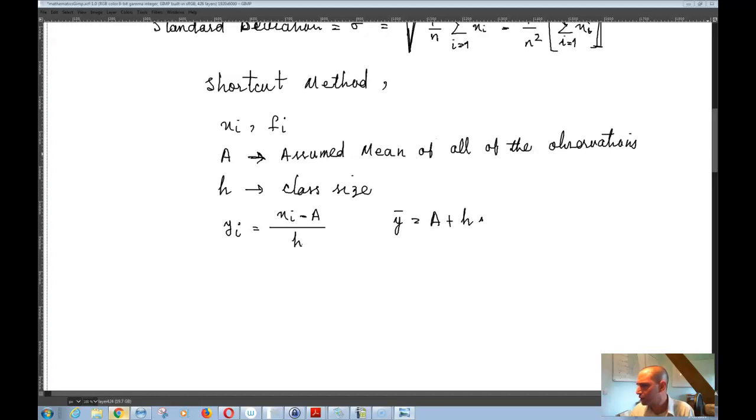We said that x bar is equal to a plus h times y bar, for example. So that way we could calculate y bar over here, x bar over here, and then that way we could calculate y of I, and then we could calculate the whole thing.